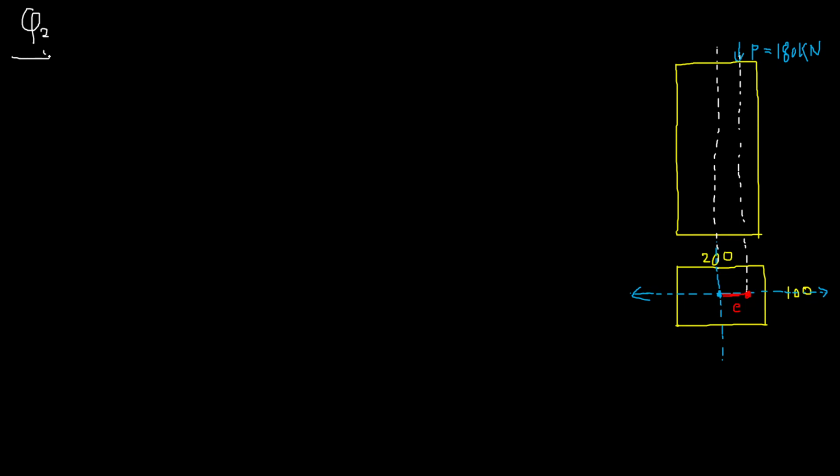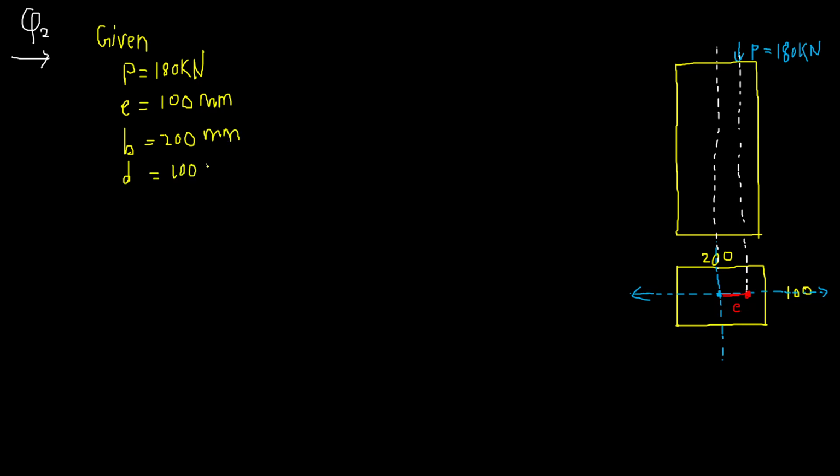So in the assignment, it is question number 2. First step is to write the given. So kaya given dilela. Load P is equal to 180 kilonewton. Eccentricity E, the value is 100 mm. The value of eccentricity is 100 mm. Then the dimensions of rectangle is given, B and D. So B is 200 mm and D is 100 mm. Okay, so these are the given things.